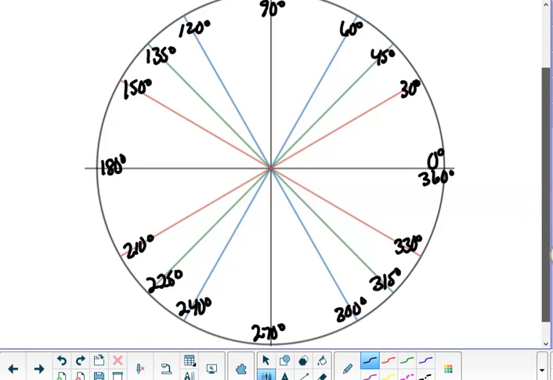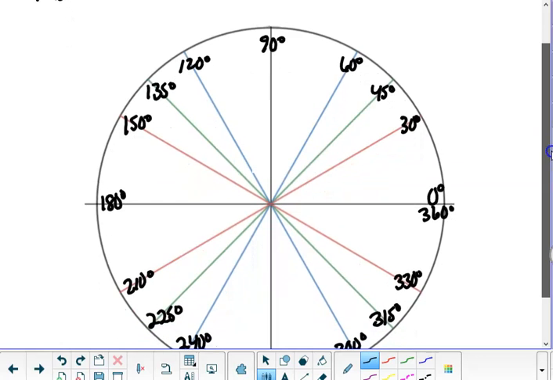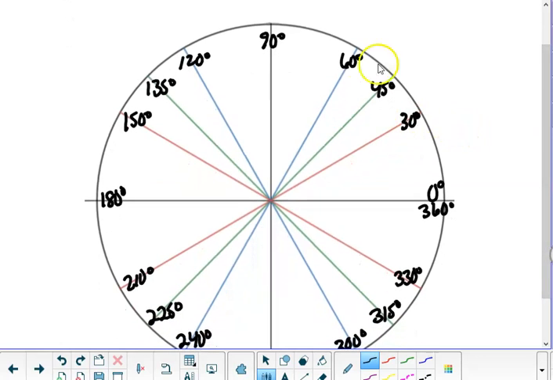So I've gone all around the circle and marked every angle that has a 30, 45, or 60 degree reference angle, as well as 0, 90, 180, and 270. Now we're going to transfer the coordinates from our other two circles that we did, the one that had the 30 and 60 degree reference angles, and then the one with the 45. And we're going to label all these coordinates.